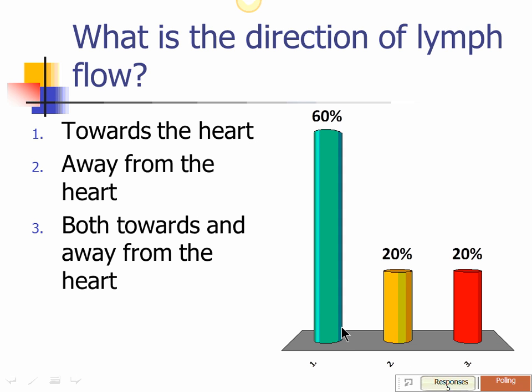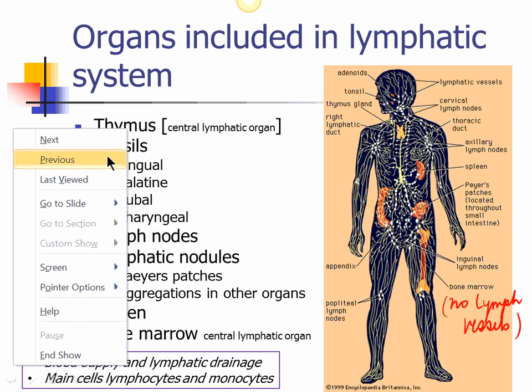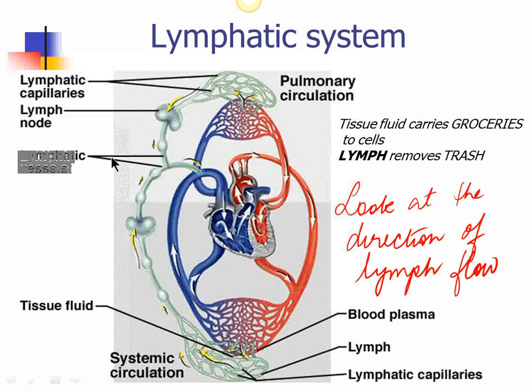It is towards the heart, not away from the heart, or not both towards and away, because let's go back and let's look at that picture. Remember, lymph vessels take the lymph back, the fluid back into circulation, which means they are like veins. They are going back into the blood circulation. So notice how here, look at the direction it's going. It goes into a vein from above. Also, it's coming down and into veins. So it's towards the heart, okay?